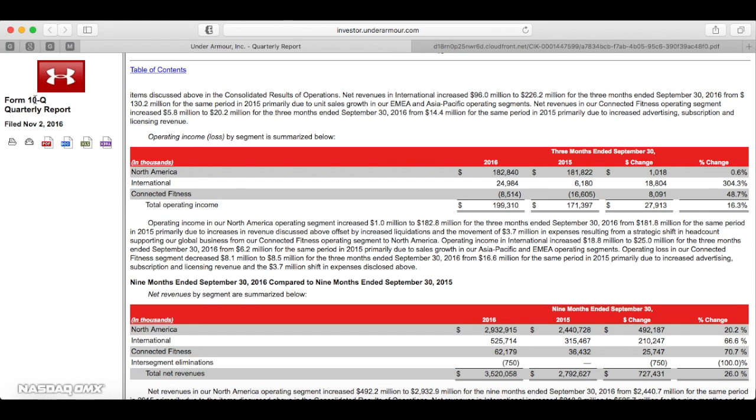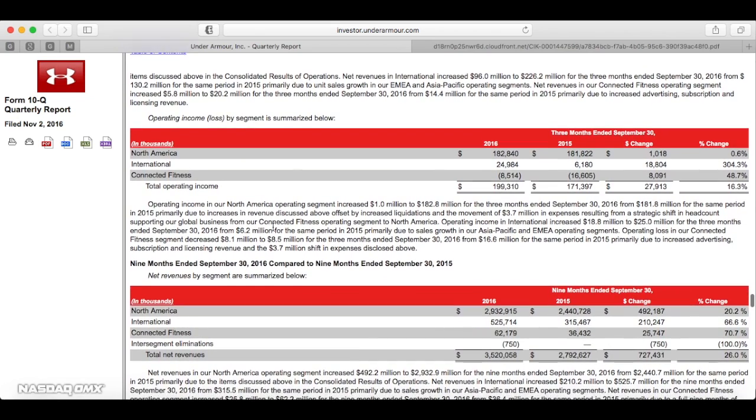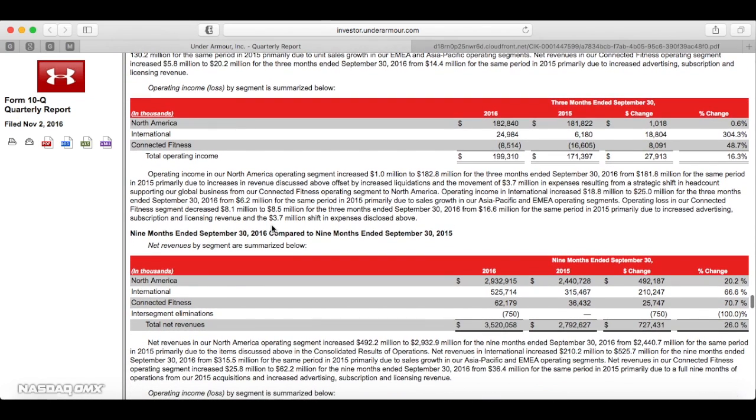And certainly Under Armour is a fairly well-covered stock. Some of this due diligence is already out there in articles, but for a lot of smaller companies, even something like Under Armour, this stuff's not always out there.